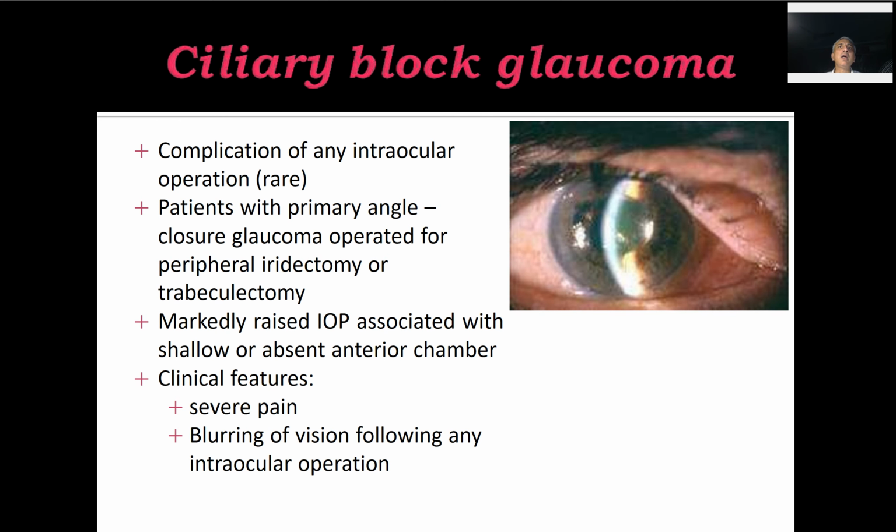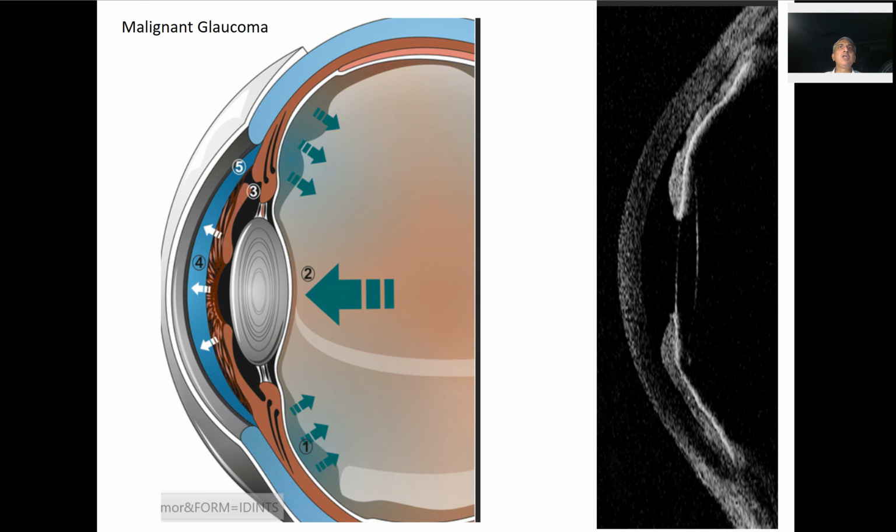And the last entity, which is not very common, especially with better surgical techniques, is called ciliary block glaucoma. It used to be called malignant glaucoma before. It's a complication of intraocular operation. Patients with primary angle closure glaucoma operated for peripheral iridectomy and trabeculectomy usually are seen with this, with markedly raised IOP associated with shallow or absent anterior chamber. Clinical features are severe pain and blurring of vision, following an intraocular operation.